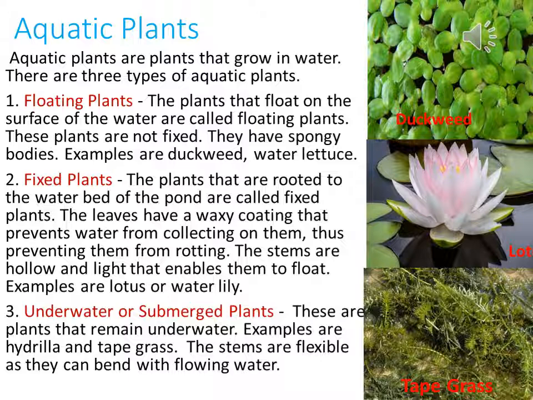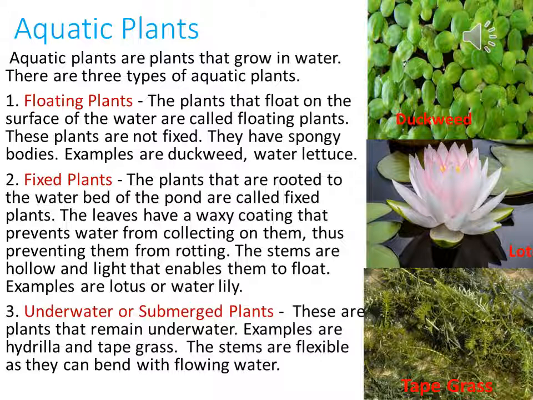Fixed plants. The roots of these plants are situated at the bottom of the pond and fix the plants in the mud. The leaves have a waxy coating that prevents water from collecting on them, thus preventing them from rotting. The stems are hollow and light, which enables them to float. Examples are lotus or water lily.